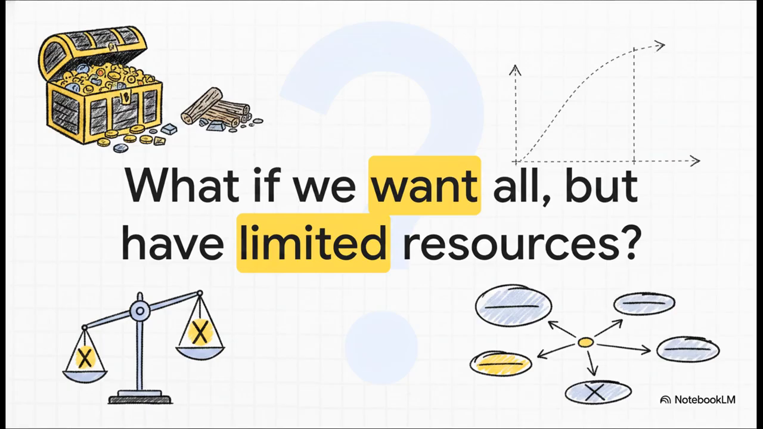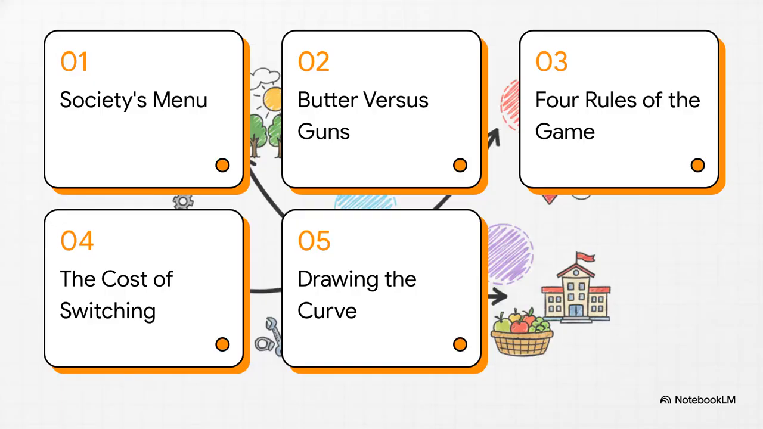And economists don't just sit around and guess how societies make these decisions. They have a brilliant tool to map it out, a way to visualize exactly what happens when an economy has to choose one path over another. Okay, let's dive into this. We're going to map out society's menu of choices, look at butter versus guns, lay down the 4 rules of the game, calculate the cost of switching, and finally, we'll draw the curve itself.